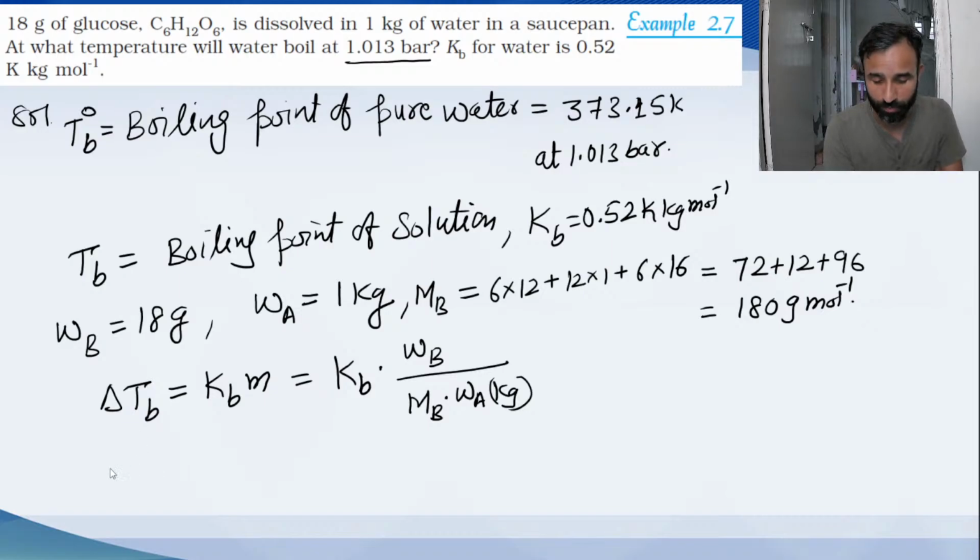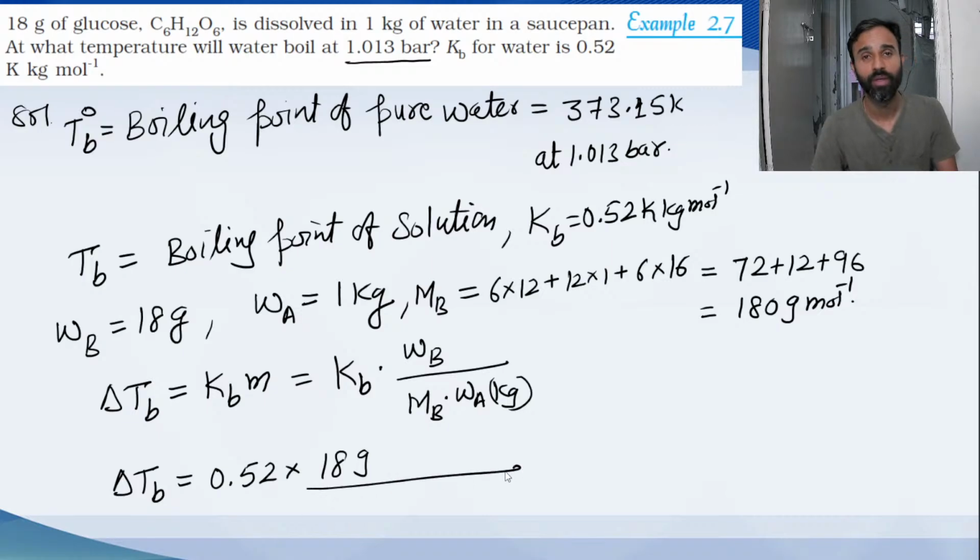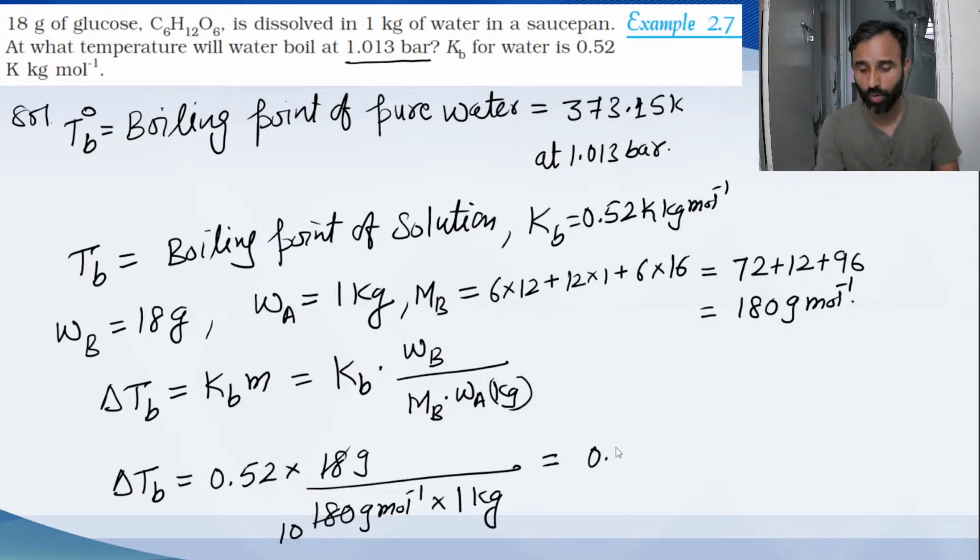Just put the values. Delta TB equal to Kb, that is 0.52, WB 18 gram, molar mass 180 gram per mole, into 1 kg. So it comes out to be 18 upon 180 is 0.1, that is 0.052.